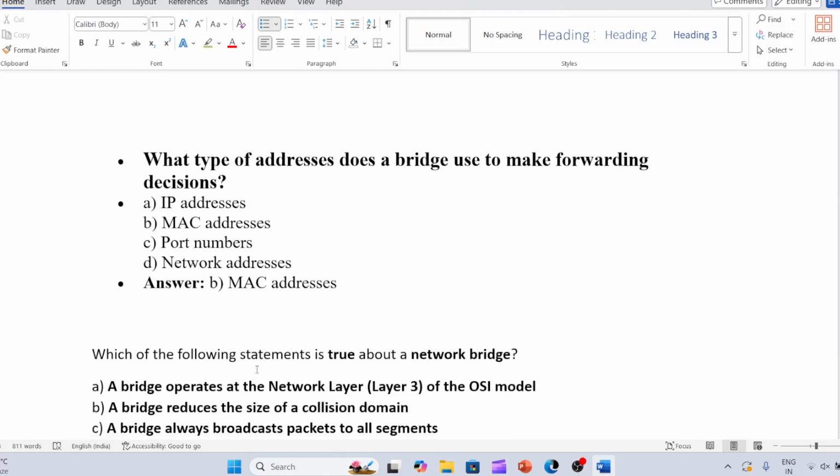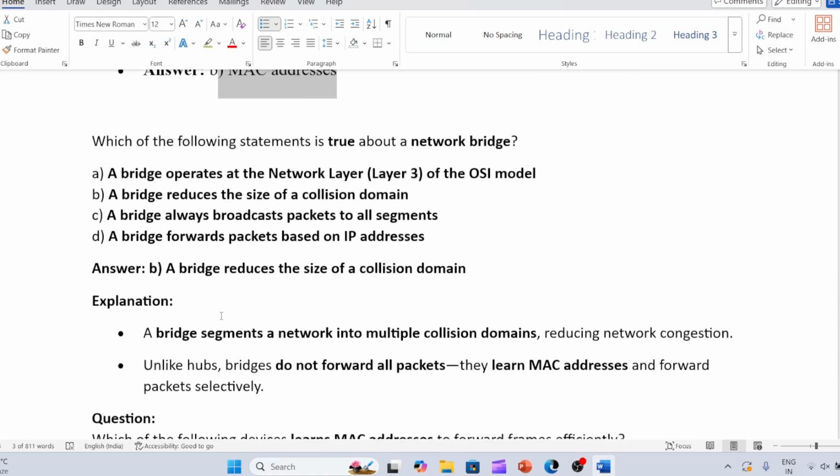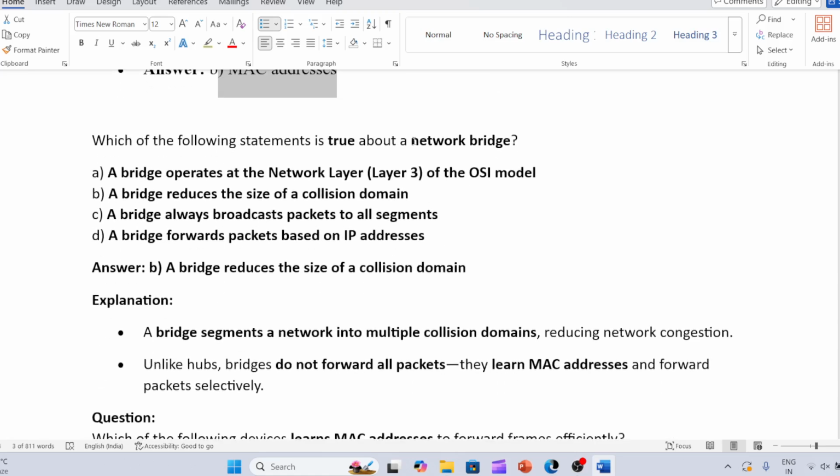What type of address does a bridge use to make a forward decision? इसके अंदर कौन सा यूज किया जाता है? In that we use, bridge is using the MAC address. अब bridge क्या यूज करेगा? MAC address यूज करेगा. Which of the following statements is true about the network bridge?